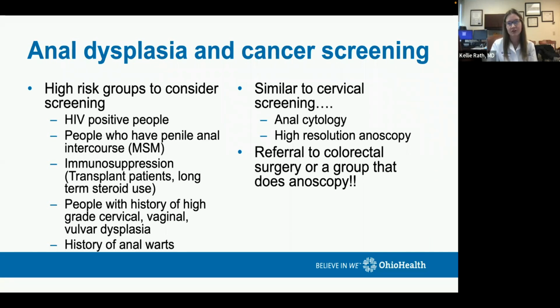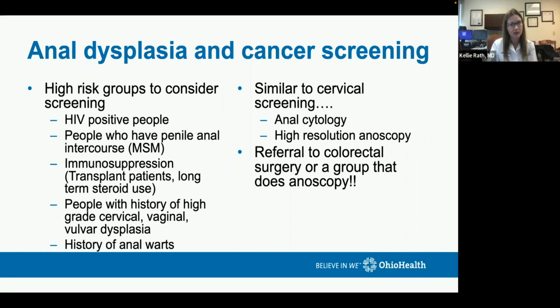Or people who have a history of high-grade cervical, vaginal, vulvar dysplasia. I always remind my patients that have had one of these cervical lesions, if they have persistent HPV, we need to be thinking about anal cancer screening, or history of anal warts. And so similar to cervical cancer screening, we use anal cytology with HPV-based testing, and then high resolution anoscopy, similar to colposcopy for cervical cancer.